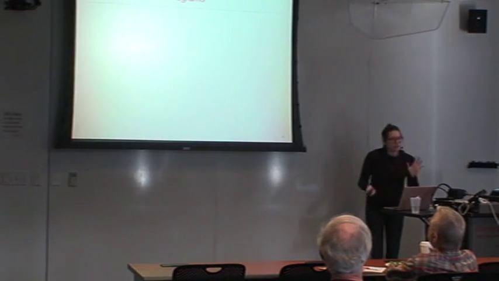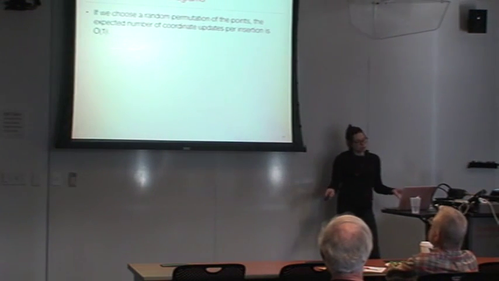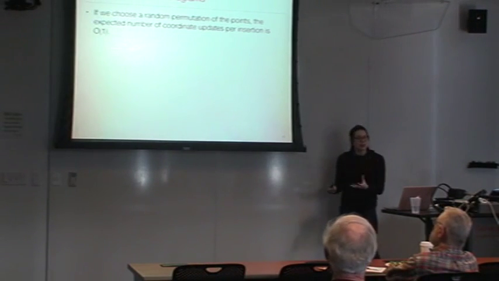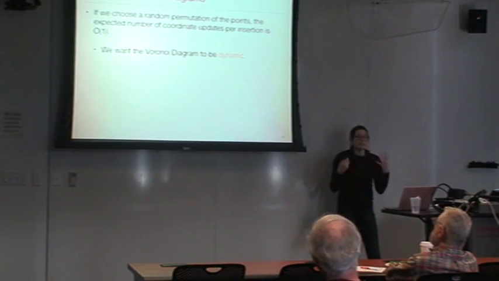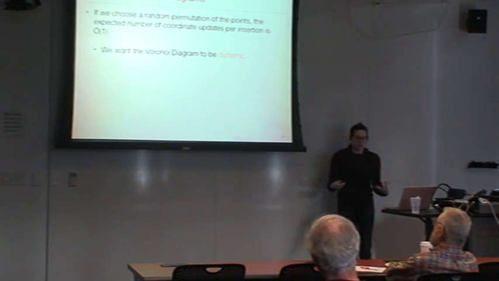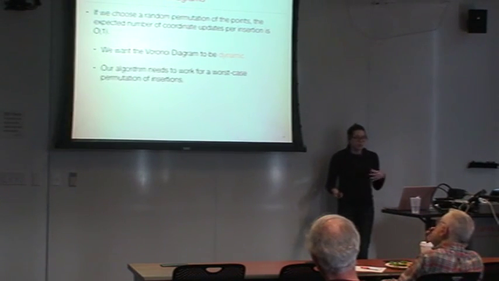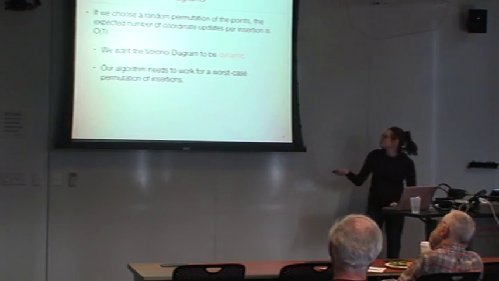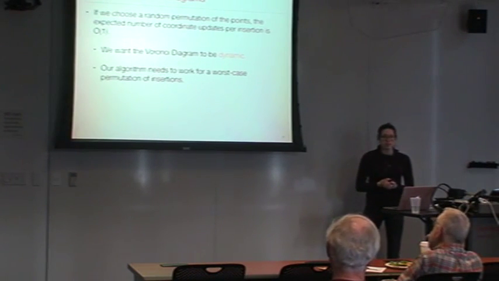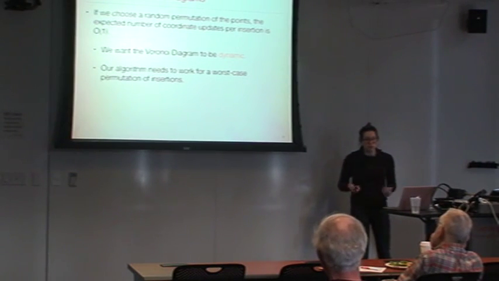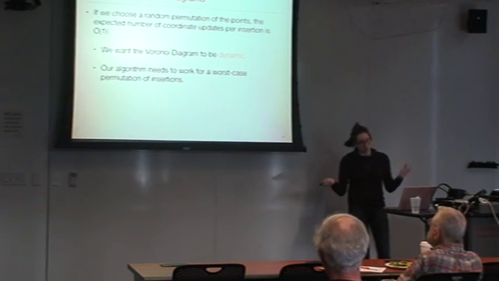Like I kind of touched on earlier, if we were to choose a random permutation of the points, the expected number of updates per insertion is constant. But we can't do that here, because we want the Voronoi diagram to be dynamic and online. Well, it's not quite dynamic because we can't remove points, but we would like the sequence to be online, so we need to be able to work for a worst case permutation of insertions, which is why we can't use this expected number of updates as constant. Because we could have a situation like that cone that I was talking about earlier, where if they come in exactly that order, there's really nothing you can do. Well, there is something you can do, but.